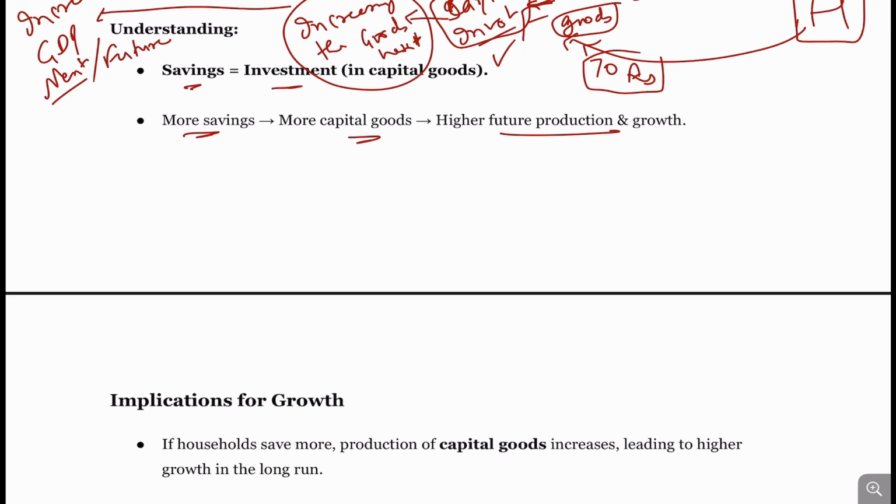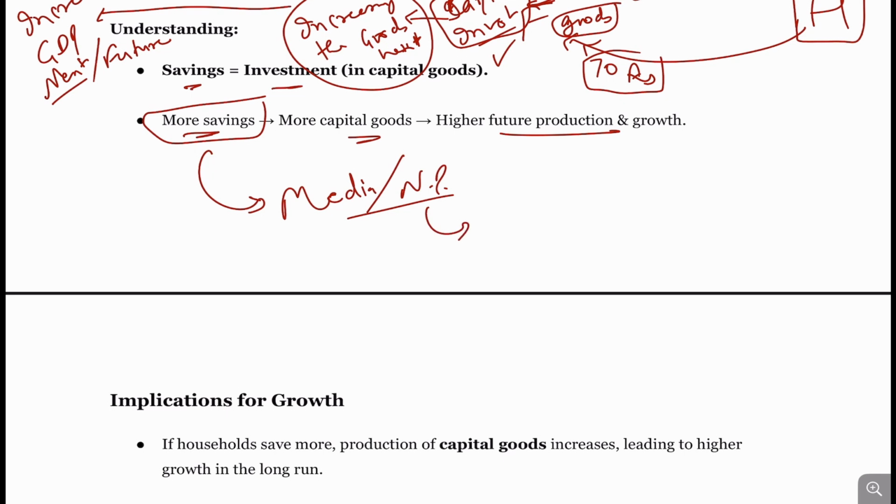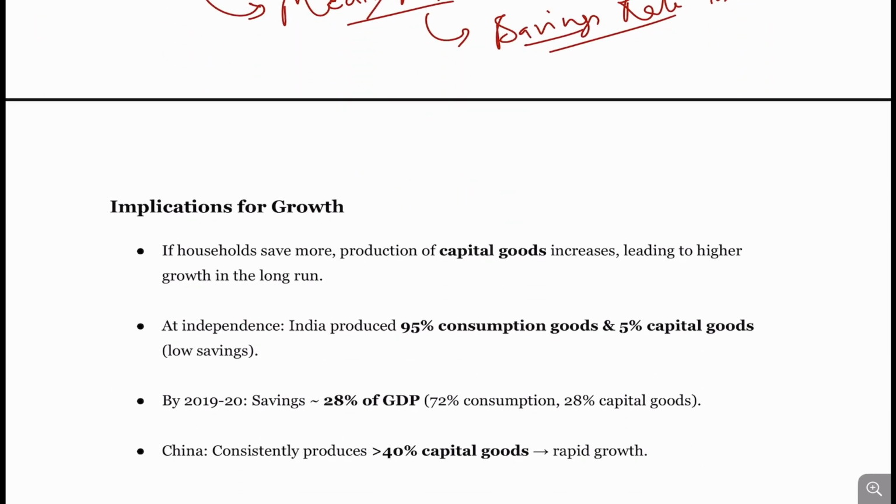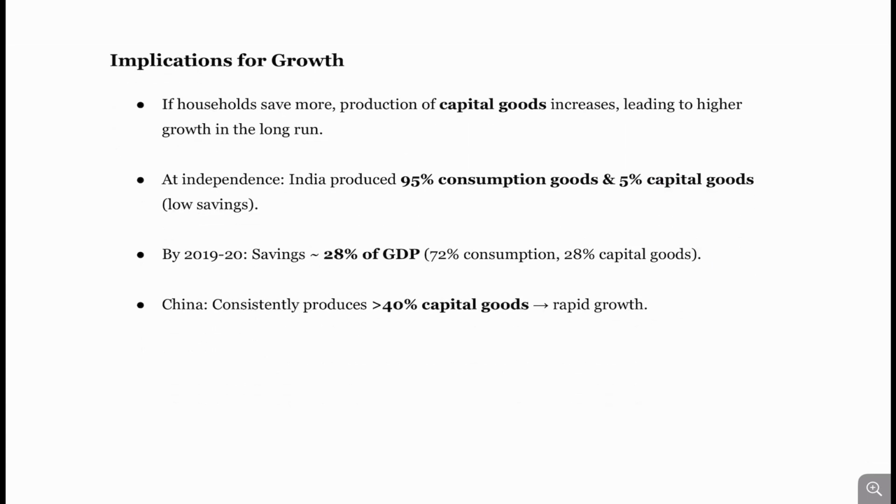So that's why savings of households are also important, and hence you may be hearing from the media or reading in the newspaper that the savings rate in India is lower, right? So this is what is important for your exam. A higher savings rate leads to higher production in the near future. Implications of the savings rate on growth: if households save more, then production of capital goods will increase very fast, and this will lead to higher growth in the long run.